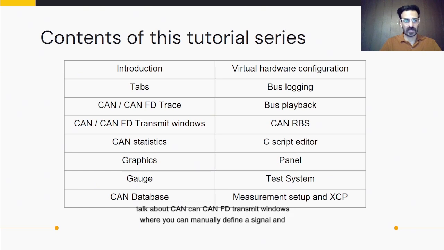Then we are going to talk about CAN-FT transmit windows, where you can manually define a signal and send it over the CAN, an essential key for testing ECUs. And then we are going to talk about CAN statistics, where you can check error frames, bus load, and overall you can check the communication health.